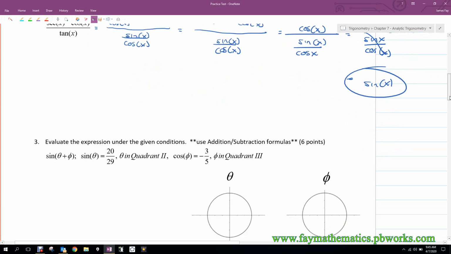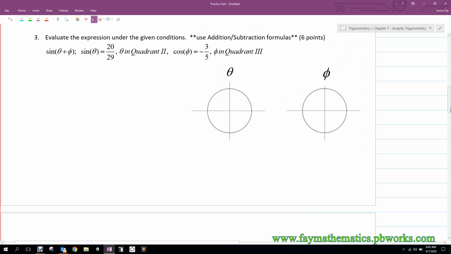The next one, evaluate the expression under the given conditions. Okay. So remember, we're going to find sine of theta plus phi. Remember, sine of theta plus phi is equal to sine cosine, sine cosine. And then remember, it just goes theta phi theta phi.